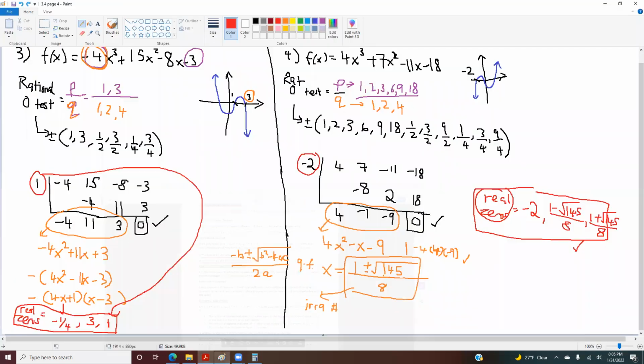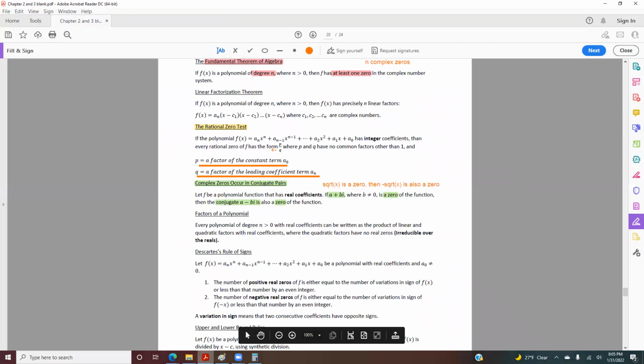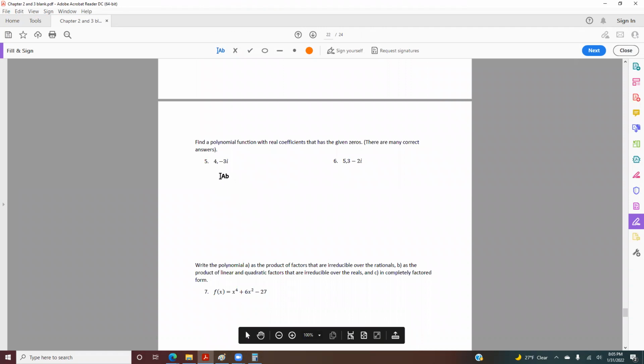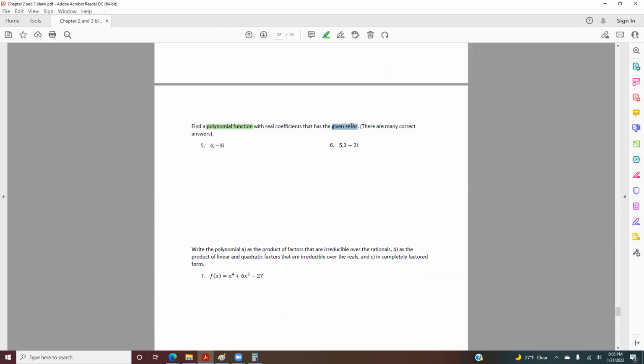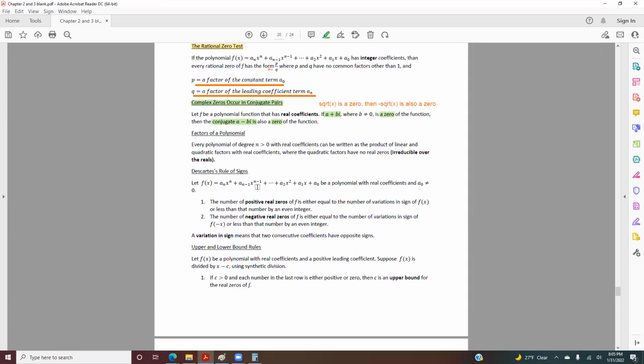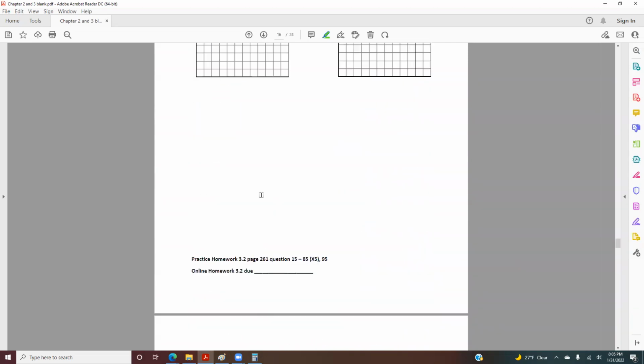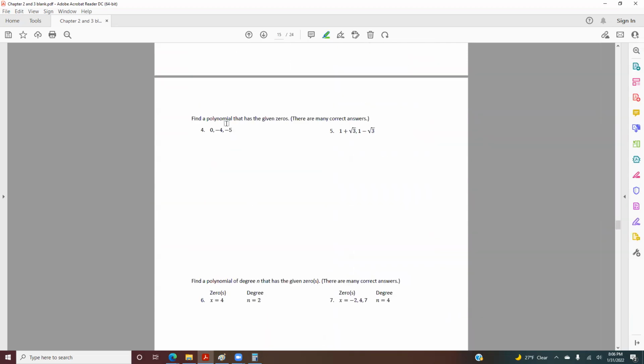So we'll use this in finding equations. This will be used in questions 5 and 6. Question 5 is asking us to find a polynomial function given the zeros. We did this before in section 3.2. If you refer to 3.2, I gave you the zeros, and I wanted you to give me the polynomial function. So we have to write this in factor form.